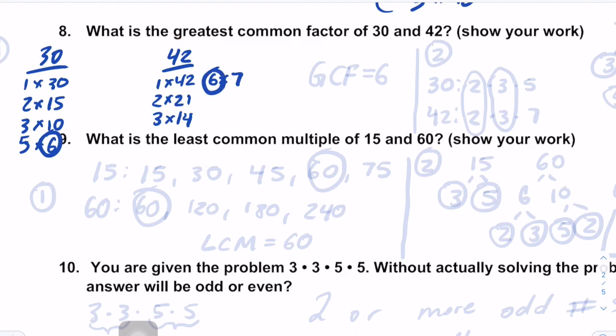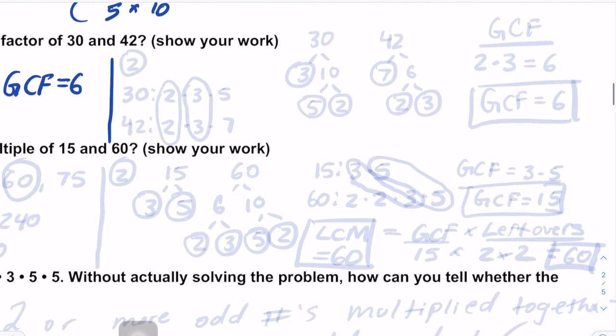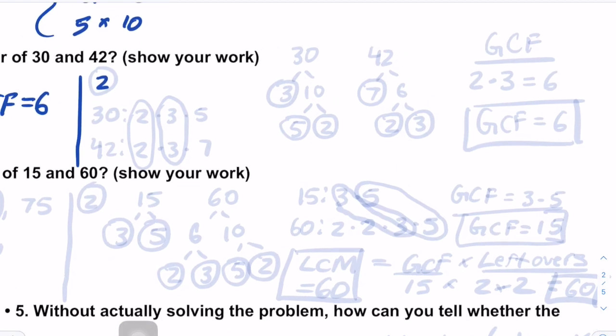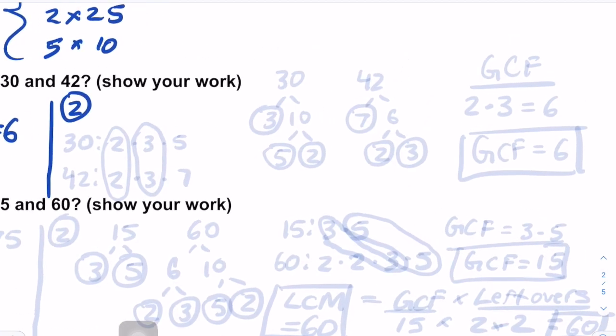So I would write my GCF equals 6. Another way to do this, so this is option 1. Option 2 is to use prime factorization to find GCF. So to start with that, I would make my factor trees for both numbers. So I would take the number 30 and 42 and make the factor trees.